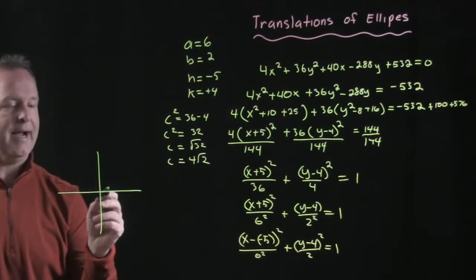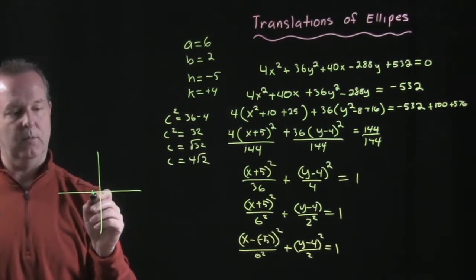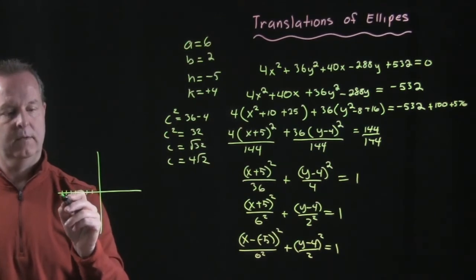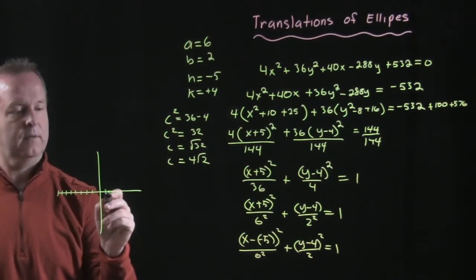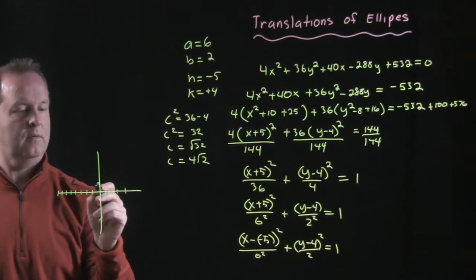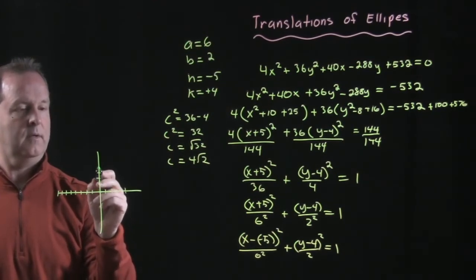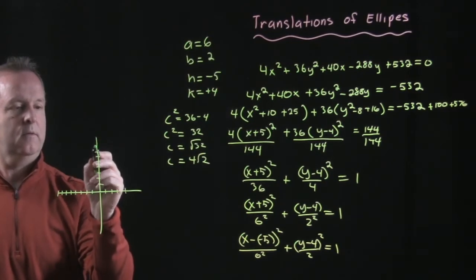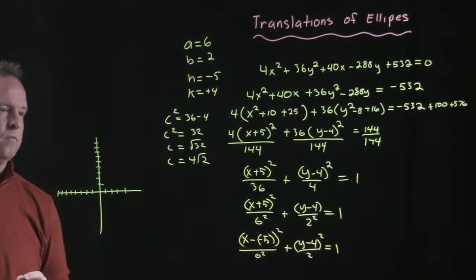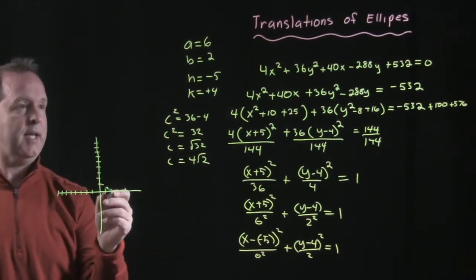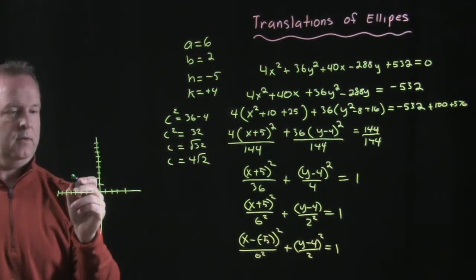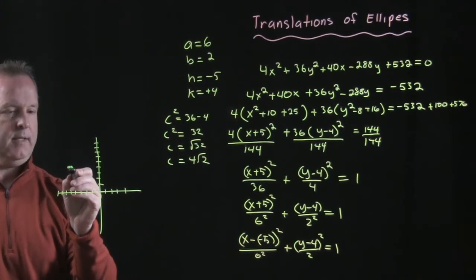All right, so I'm going to go back a little. I'm going to have some small tick marks here. My center point is h, k, which is negative 5: 1, 2, 3, 4, 5, up 4. Right there's my center point.